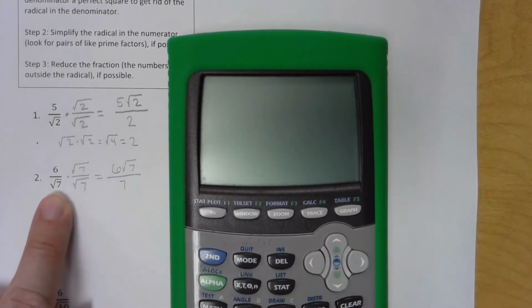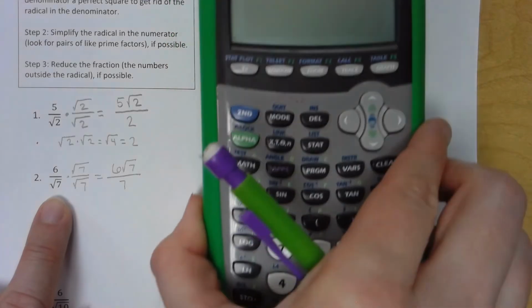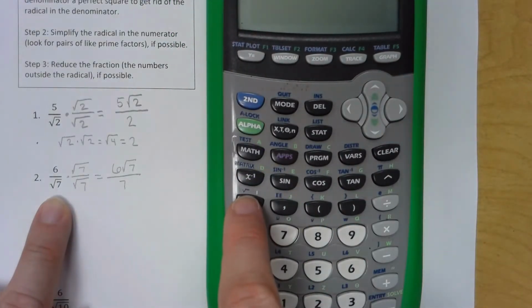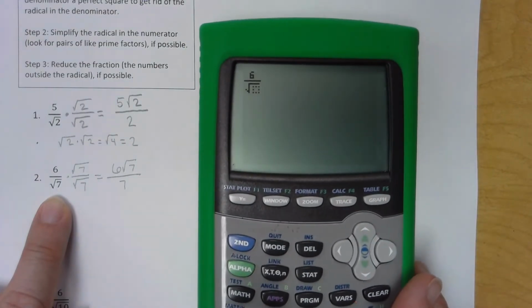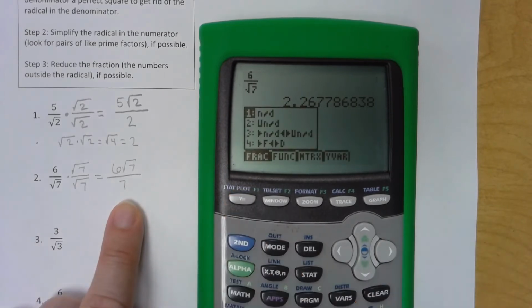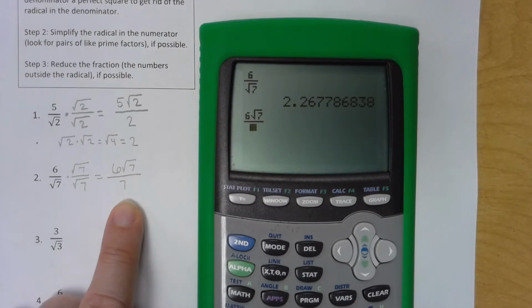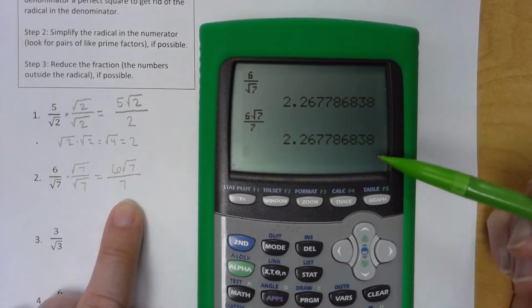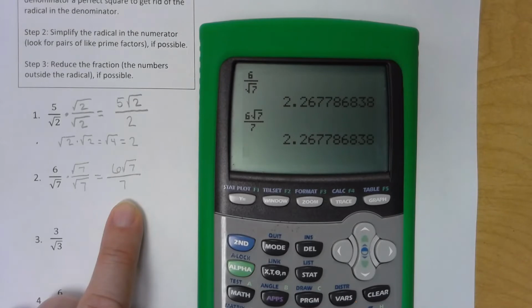So our first original problem was, of course, if we do alpha y equals and choose that fraction option, we do 6 over the square root. So second, and in the first column of buttons, we have the square root symbol. So second square root and put in that 7. Whatever that crazy decimal is should equal your answer. So alpha y equals again. We have 6 square root of 7 over 7, and they are equivalent because we see our decimals are equal.